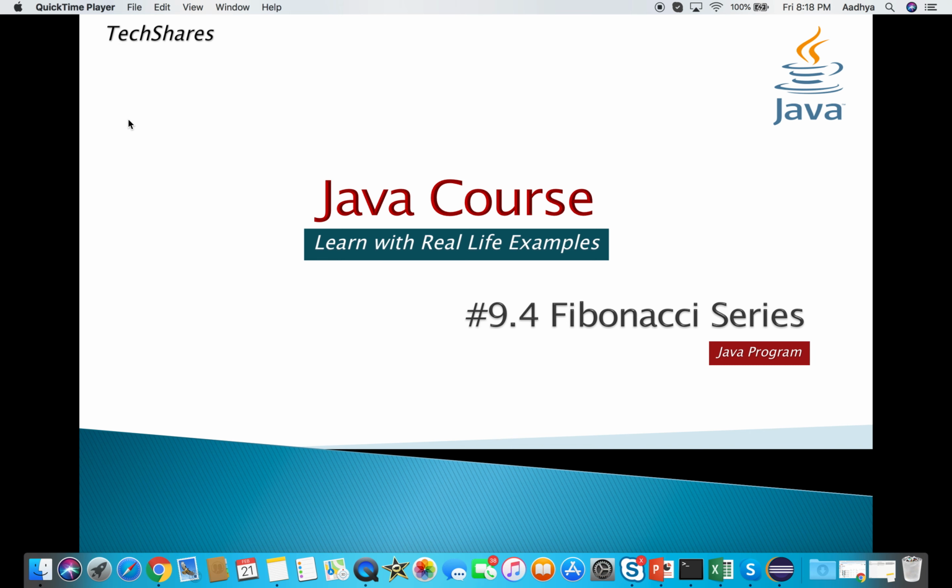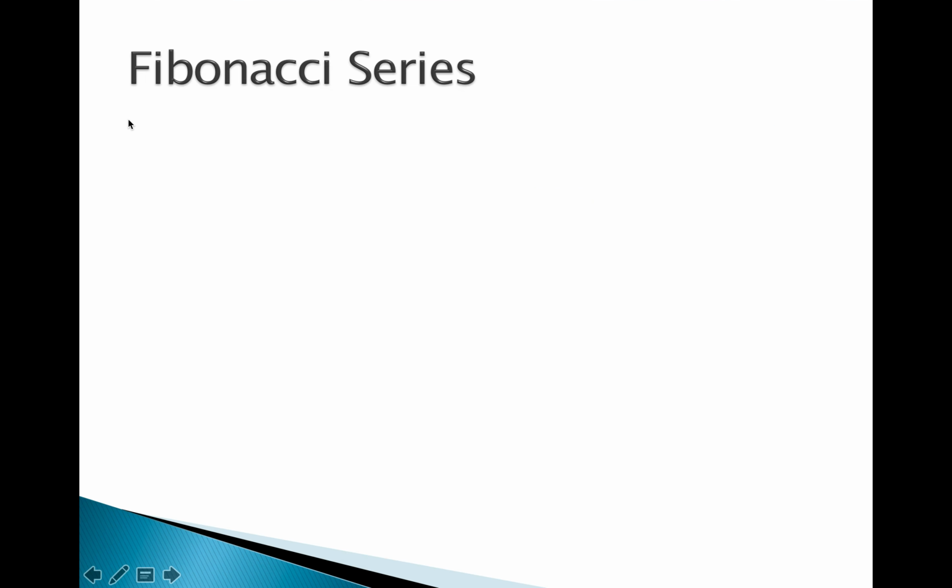This session is on Fibonacci series. Fibonacci series is a series of numbers which follows a pattern. The first two numbers in the Fibonacci series are 0 and 1. The third number is formed by adding the 0 and 1, which is going to be 1. The fourth number will be adding the previous two numbers, which is adding 1 and 1, which is going to result in 2.